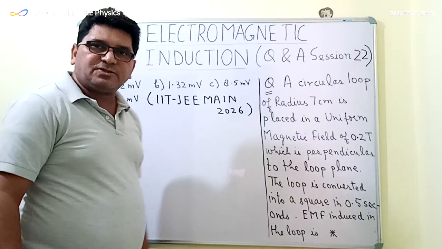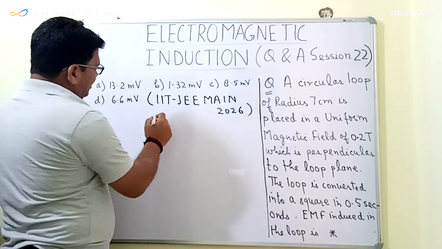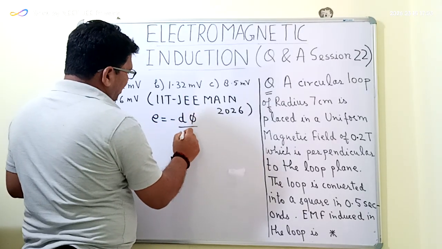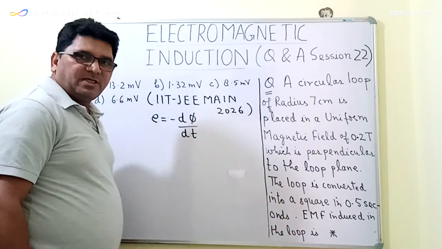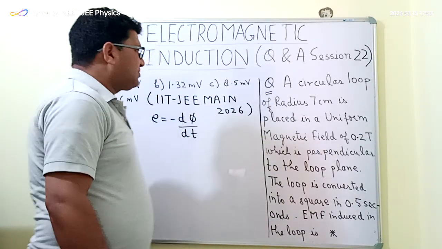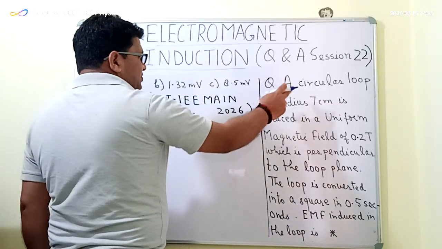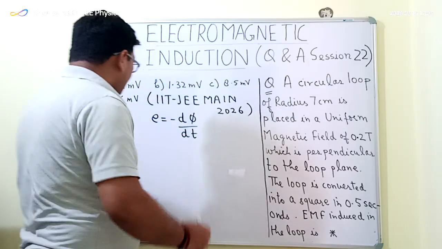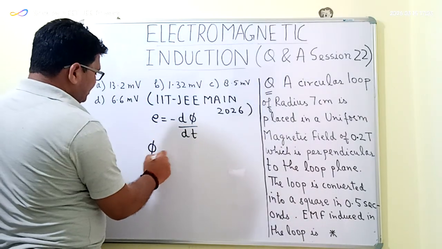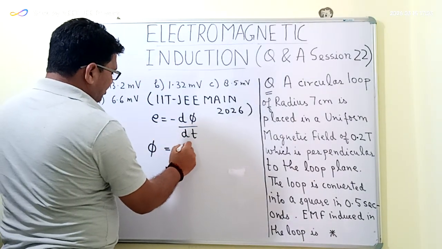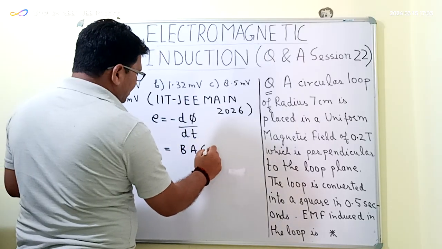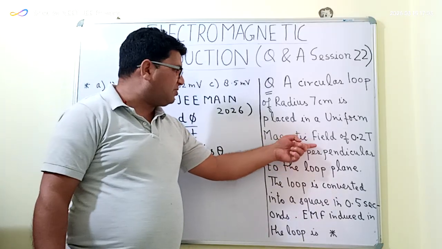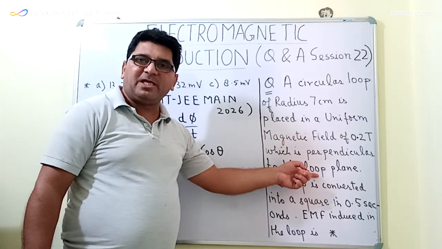As per Faraday's law of electromagnetic induction, the induced EMF is equal to minus d phi upon dt, where d phi upon dt is the rate of change of magnetic flux. In this question, we will first find the magnetic flux associated with the circular loop. The formula for the flux is BA cos theta, where theta is the angle between the direction of the magnetic field and the normal to the plane.